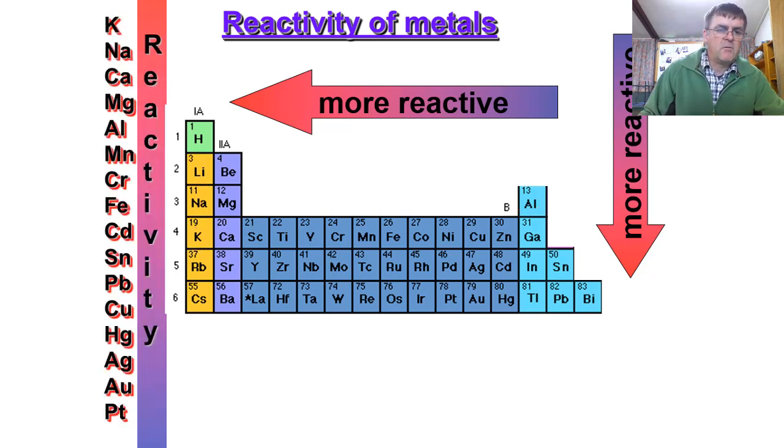And we can create a reactivity series from quite reactive to less reactive, or the other way around. So down the bottom, platinum, gold, silver, they're very unreactive. At the top we've got potassium, sodium, calcium, which are quite reactive.